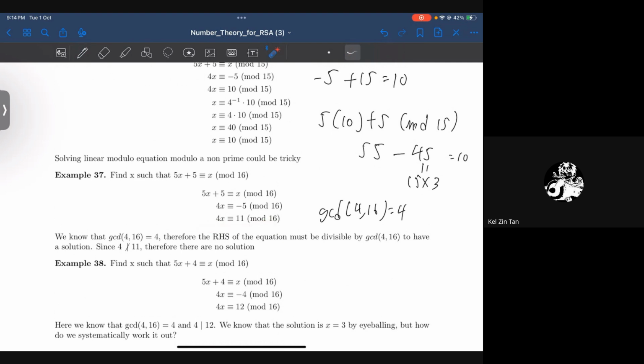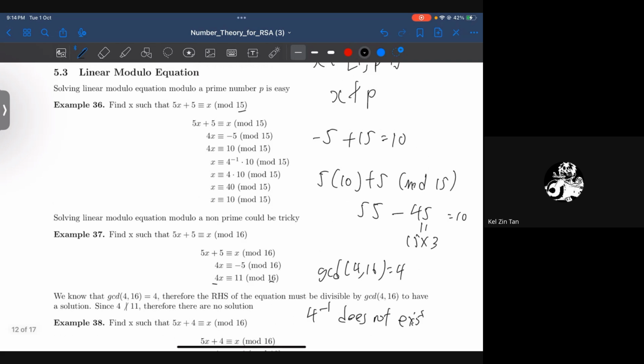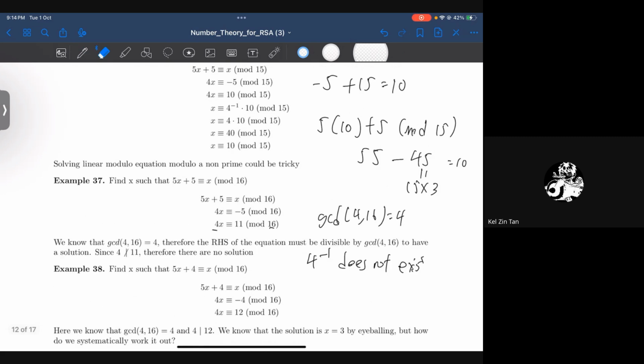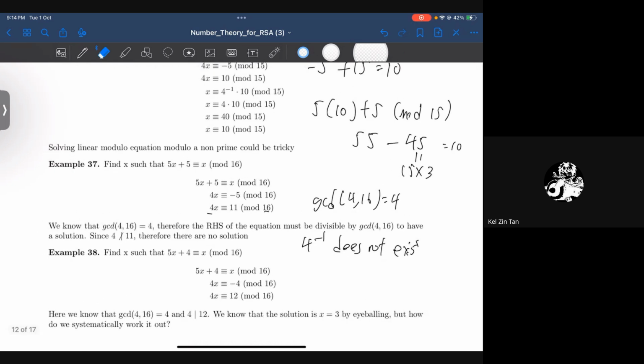So basically 4 inverse does not exist, which is what we proved just now, because the GCD of 4 and 16 is not equal to 1. For 4 and 15, the GCD is equal to 1, so we can find an inverse. But in this case, 4 and 16, the GCD is not equal to 1, so 4 inverse does not exist. Then how do we proceed in this case? We can't really pull it to the other side.